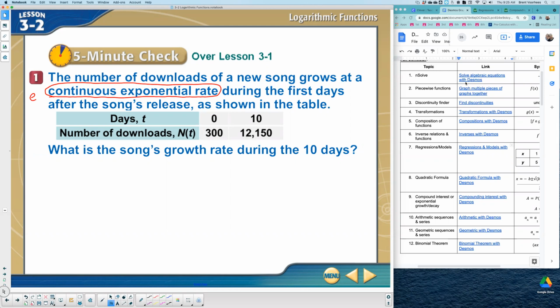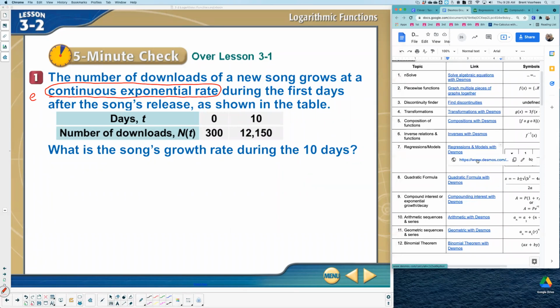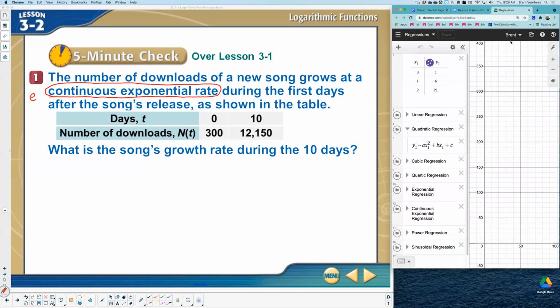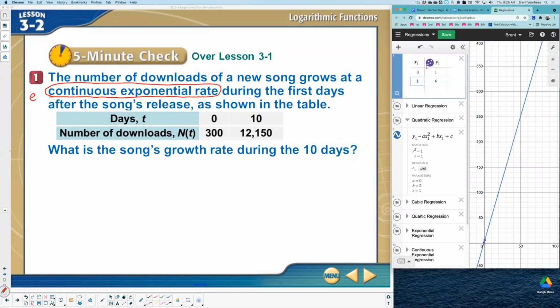So let's go to our calculator, and we're going to use calculator number, which one? 7, the one with the table. That's right. And so let me just clear these other ones off. So, okay. So here's my table. Don't worry about this saying t and this n of t. I'm just going to use x1 and y1. They only give me 2 values, so I'll delete that second row.